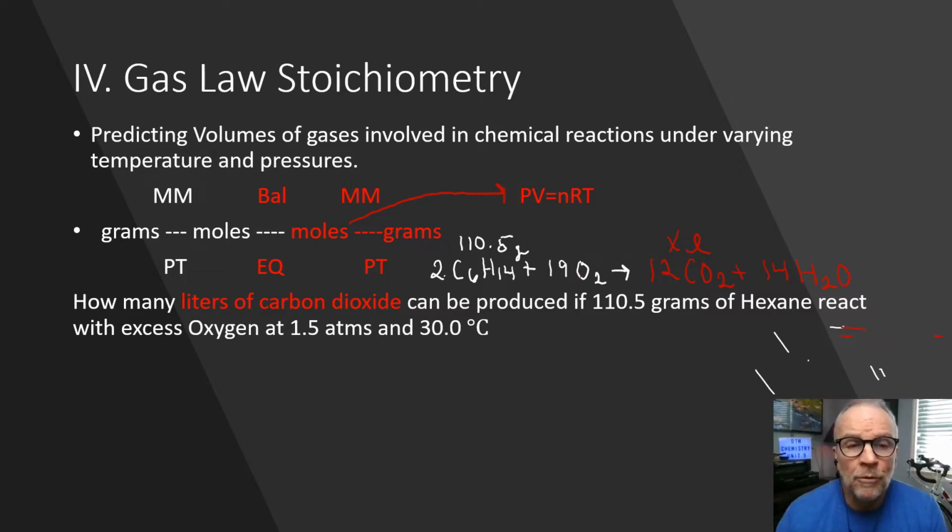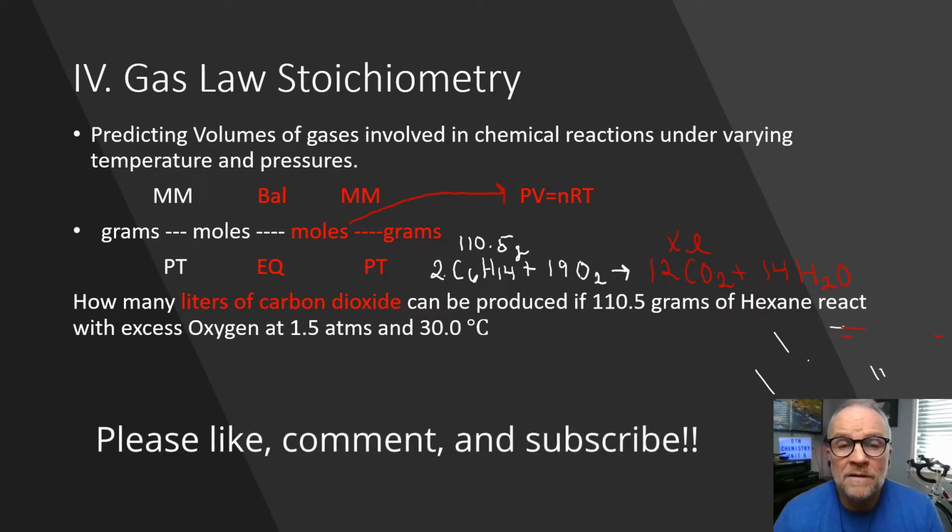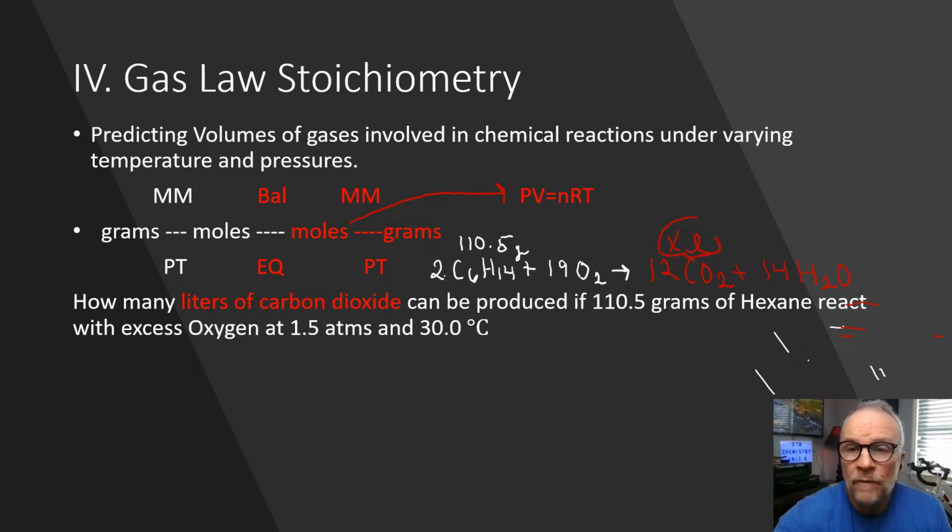And here we have an example problem. And to save ourselves a little time, I went ahead and balanced the equation that we'll be using in the problem. And it reads here, how many liters of carbon dioxide, okay, so this is what we're solving for, can be produced if 110 grams of hexane react with excess oxygen at 1.5 atmospheres and 30 degrees C. So you'll see here that instead of the standard conditions, STP, we have a temperature and a pressure that varies from that.